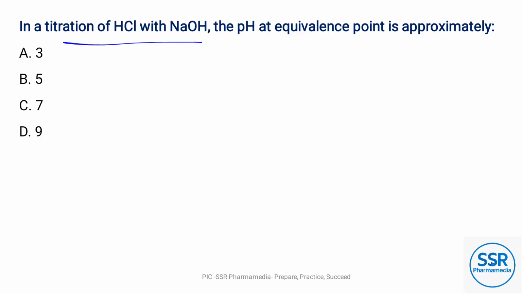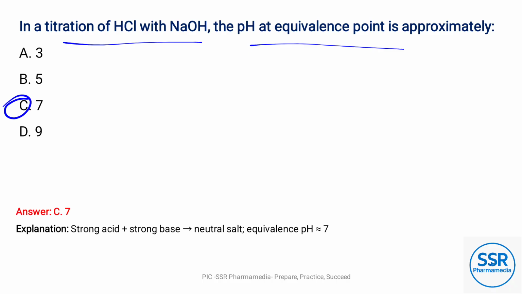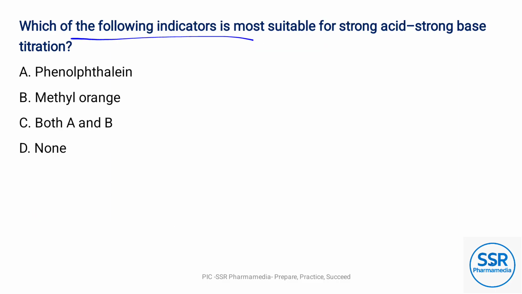So in a titration of HCl with NaOH, the pH at the equivalence point is approximately... So the answer is option C, pH 7. So at pH 7, only a strong acid plus a strong base reacted to produce a salt. Which of the following indicators is most suitable for a strong acid versus strong base titration?